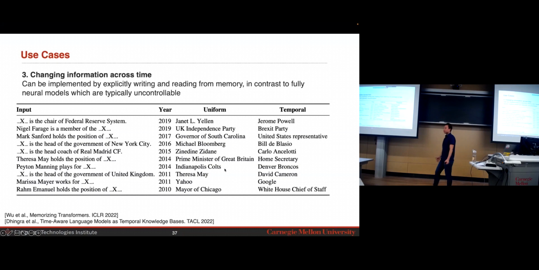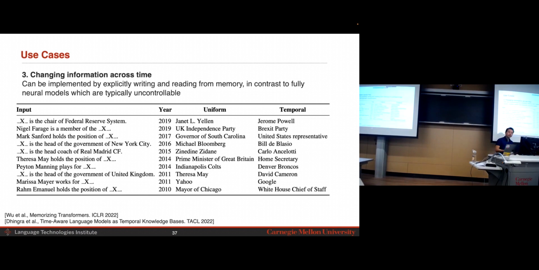Another very interesting application is cases where information changes across time. Nowadays, people train all these big language models on static data from the internet. So all the language models that you see nowadays were probably trained on internet backlogs from at least a year or more than a year ago. What if information changes? The mayor of Chicago changes, or the head coach of a soccer team changes across time. You can't really adapt your language models very quickly to all this changing information.